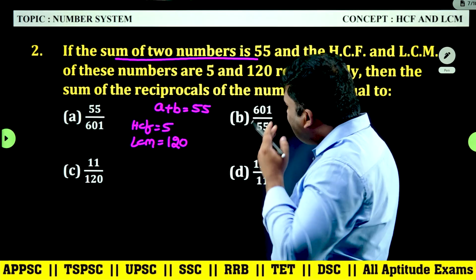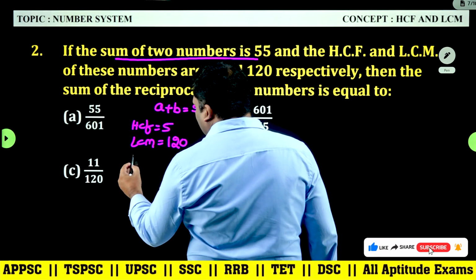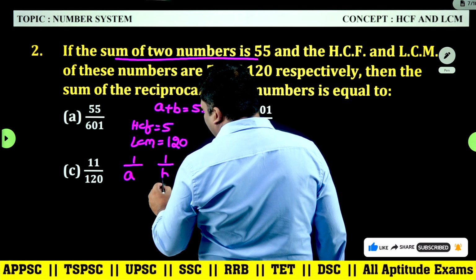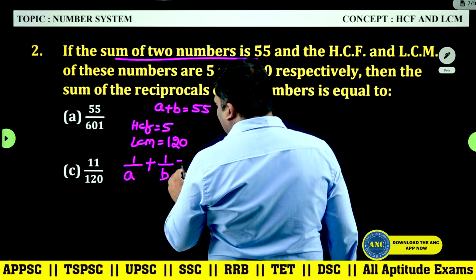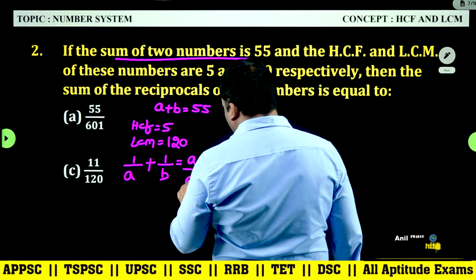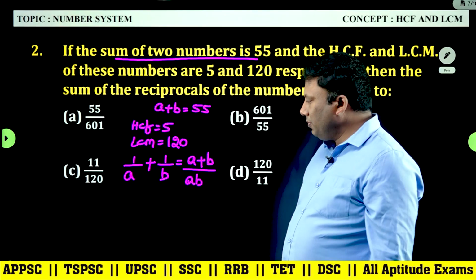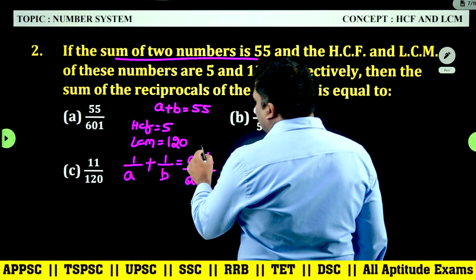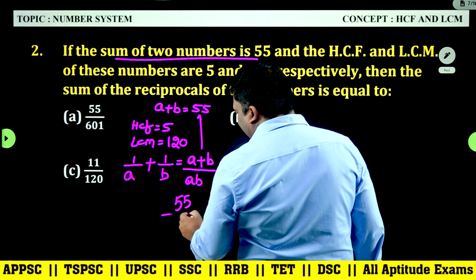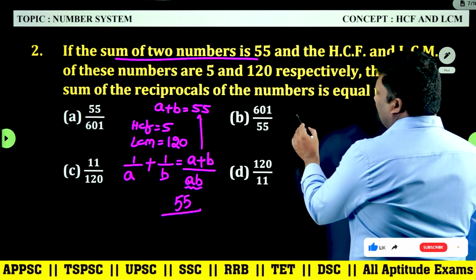What is he asking? Sum of the reciprocals of the numbers. A's reciprocal is 1 by A, B's reciprocal is 1 by B. Sum is plus, so I require (A plus B) by AB. A plus B is the sum of the numbers, so in the numerator it is 55. The product of the numbers I require.